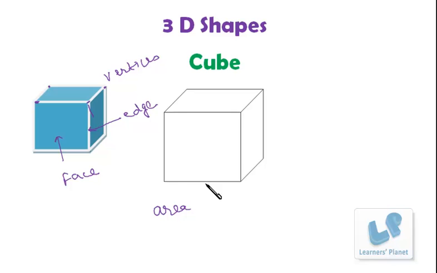Suppose the side of this particular square which I am showing over here is A. Since it is a square, all the 4 sides will be of the same length. So the area of one square will be A square, and we have 6 such squares. So 6 times A square, that is 6A square, is the surface area of a cube.